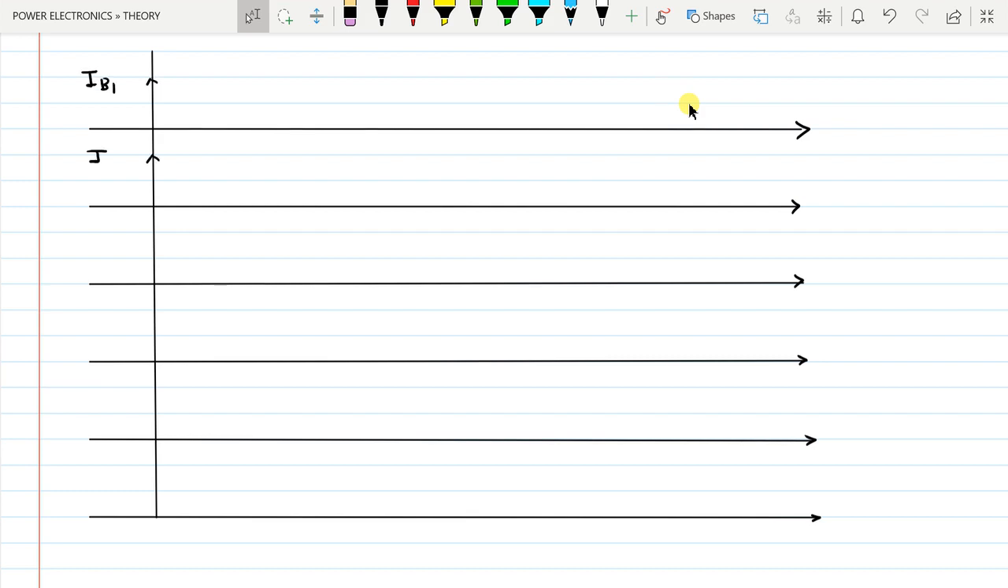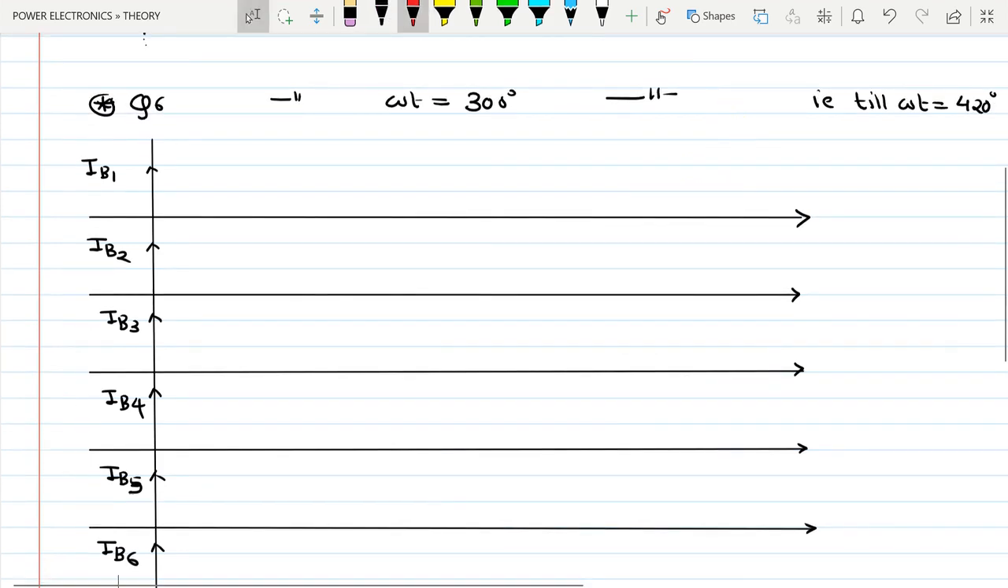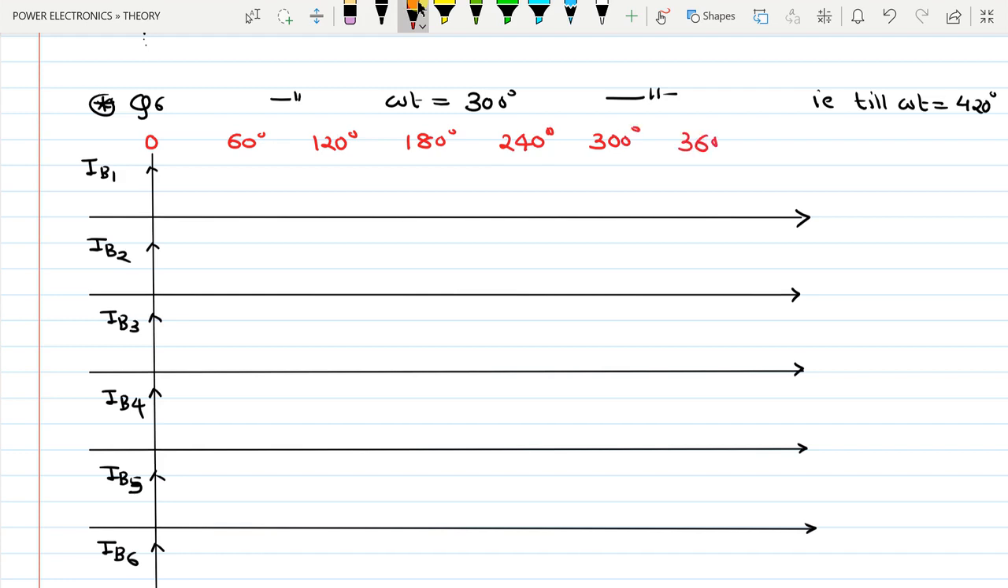IB1, IB2, IB3, IB4, IB5, marking all the timings. 0 degree, 60 degrees, 120 degrees, 180 degrees, 240 degrees, 300 degrees, and 360 degrees.